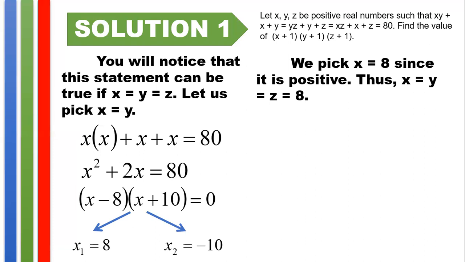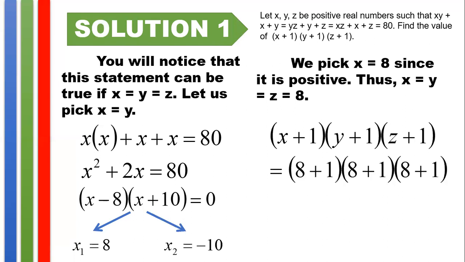With x, y, and z equal to 8, by substitution into this expression, we have the product of 8 plus 1, 8 plus 1, and 8 plus 1. We know that 8 plus 1 is 9, and this becomes 9 times 9 times 9, which is 9 cubed, or 729. Hence, the correct answer here is 729. But that's the first solution.